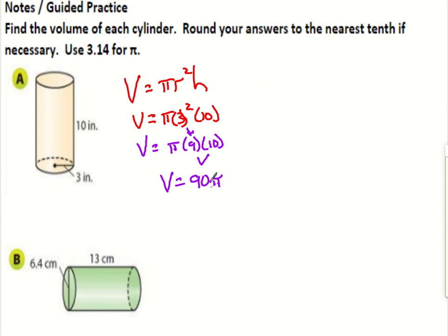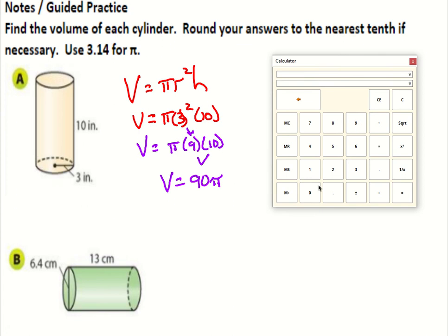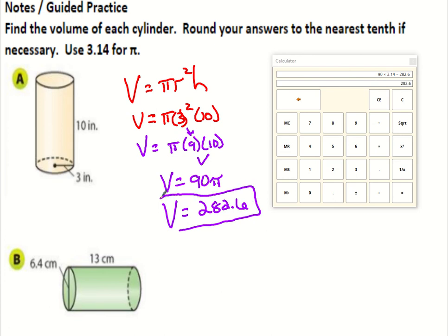So if I know volume is 90 pi, what I can do is take 90 and multiply it by 3.14, because we use 3.14 for pi. So the volume of this particular cylinder is 282.6. Another reason why it's nice to save pi for the end is because now I have a decimal and I don't have to deal with the decimal throughout.